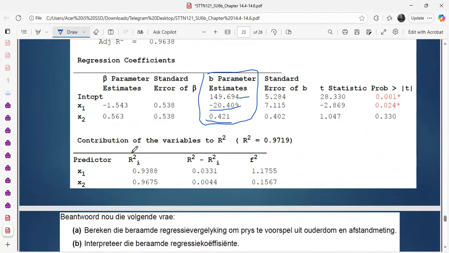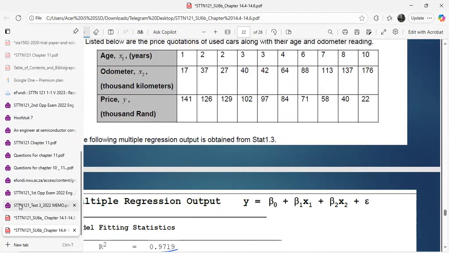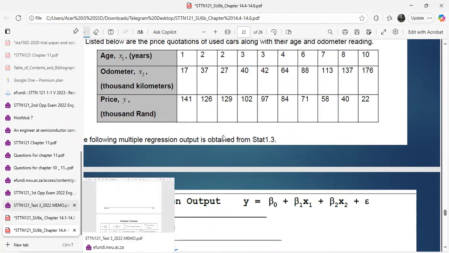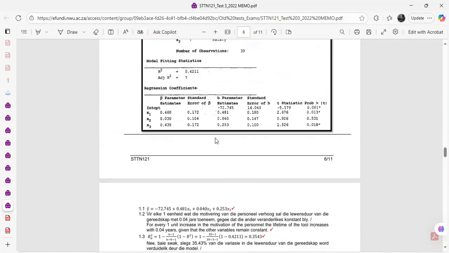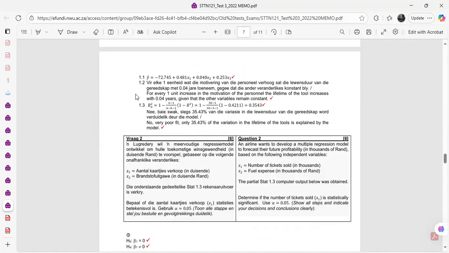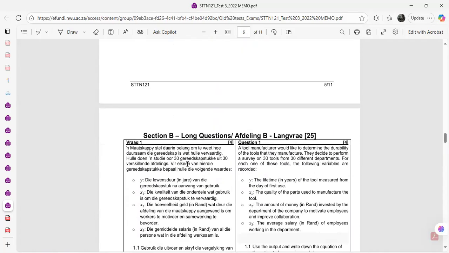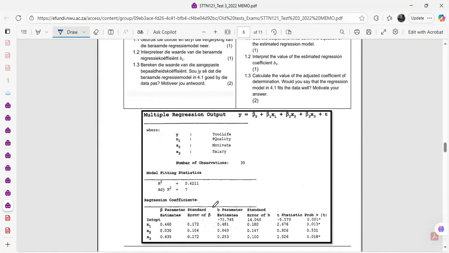Let me show you something here on the tester. This is the output that will be given. Question 1: use the output, write down the equation, 1 mark. You just go and check it on this side: the B0, B1, B2, B3, because we have 3 predictors. You get the equation, and check if it's negative.